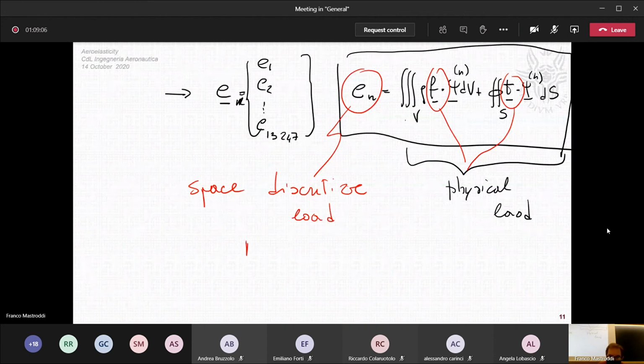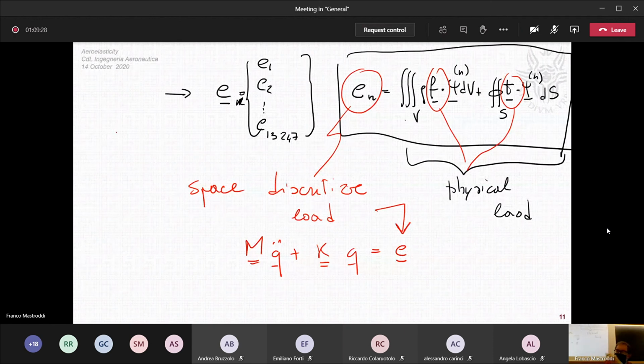In order to write this, what this load is representing. Remember, what is psi? Psi is the shape function.